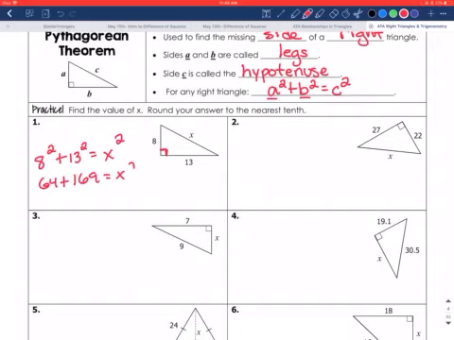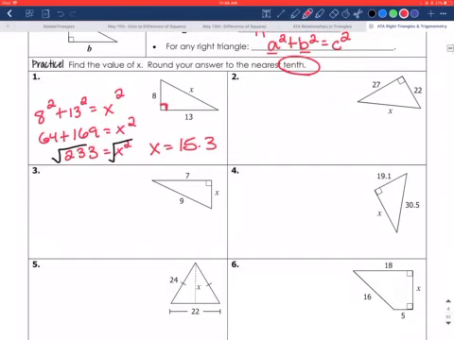So that will be 64 plus 169 equals x squared. When you add those together, that gives you 233 equals x squared. And the way to get rid of x squared is to square root it. So our final answer here, it says to round it to the nearest tenth, and I'm perfectly fine with that. That'll just be 15.3.